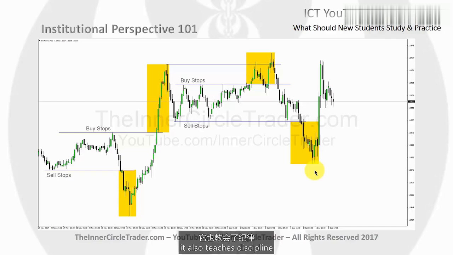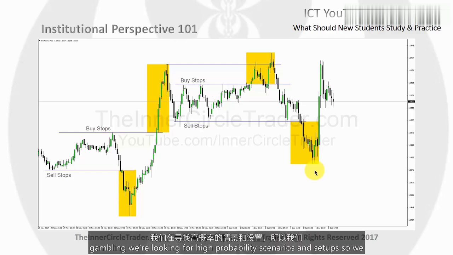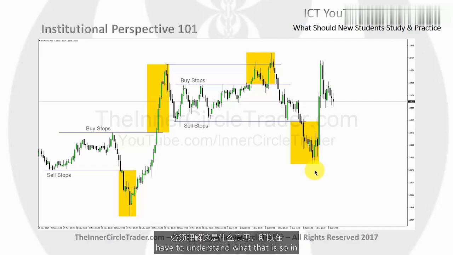And it also teaches discipline. So you're forcing yourself to follow rules. Everyone else is taught in the books to trade your edge. Keep doing the same thing over again. While your hand's hot, play it hard. That's just foolish. We're not gambling. We're looking for high probability scenarios and setups. So we have to understand what that is.